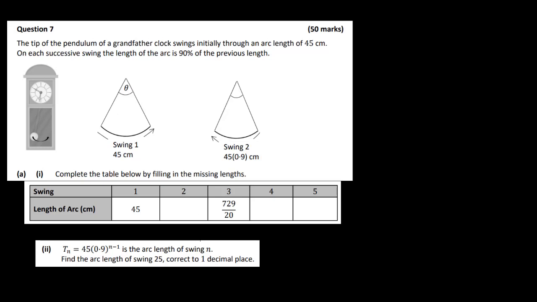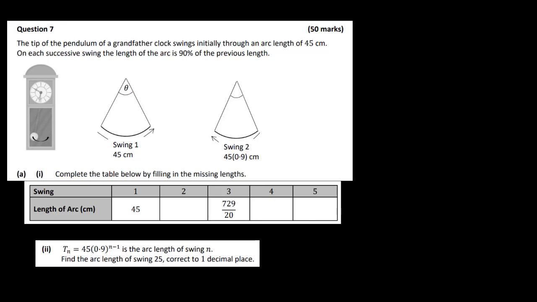Okay, so we have started with 45 centimeters, so we're going from 45 centimeters from here to here. So on the second swing then it's just going to be 45 times 0.9, or 90% of 45, and so on. So you just got to fill these in. So very simple start to this question.